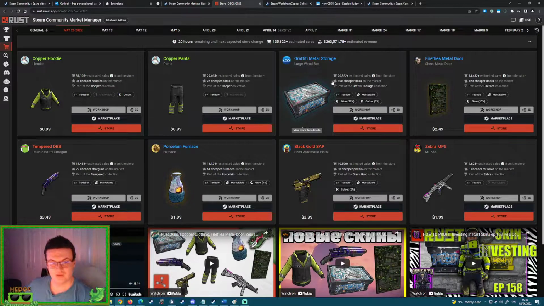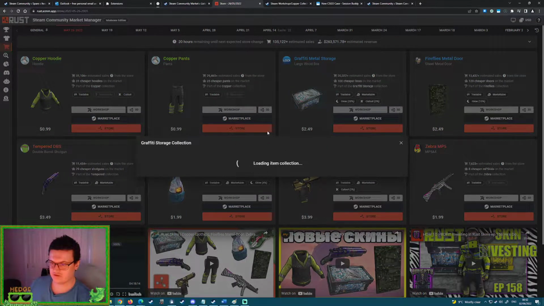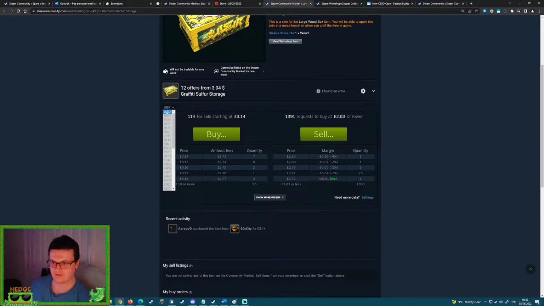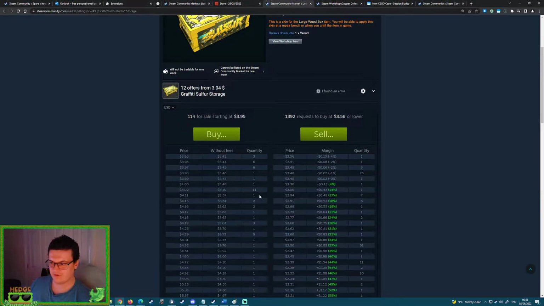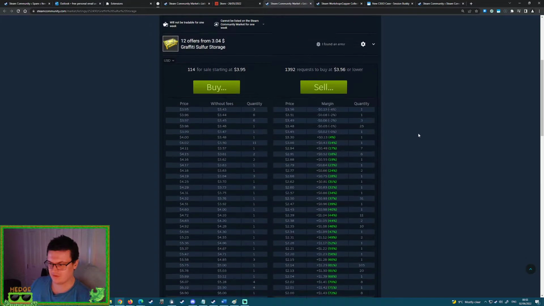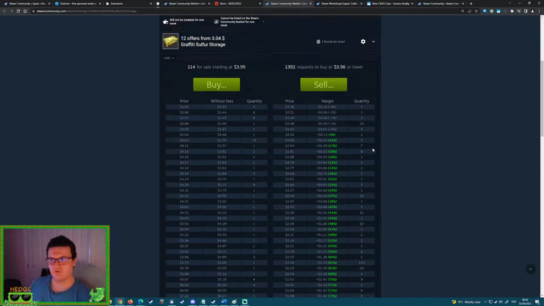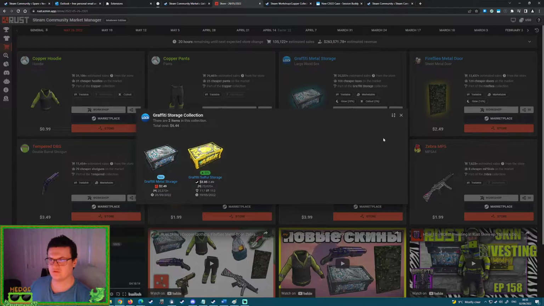So, what prices would you do for the metal storage? With the positive situation with the sulfur, sulfur's doing very nicely, isn't it? Look at it. Very, very nicely. Buy orders keep going up. It's a very nice position for it. So, what are we going to do? Are you going to follow suit and do the same thing?